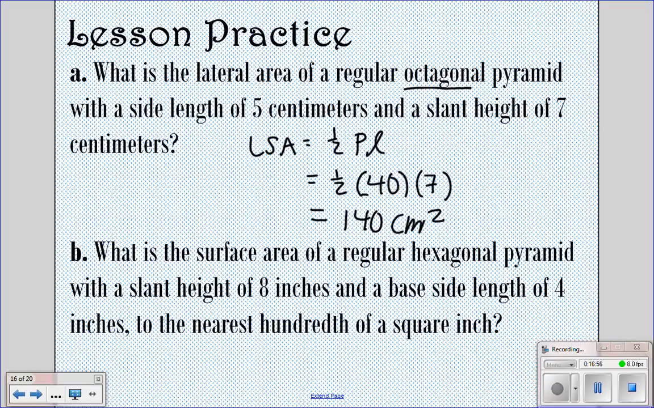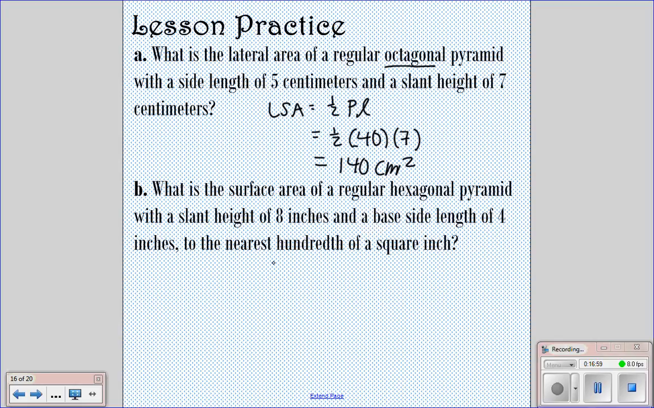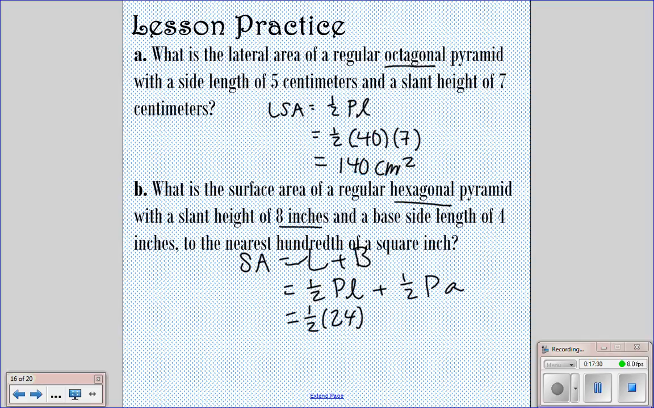For part B, what is the surface area? Well, for surface area, we do the lateral plus the base. And so our lateral is 1/2 PL plus 1/2 PA. And so our perimeter, we have a hexagon for the base, and the base lengths are 6. So that means that we have a perimeter of 24, because 4 times 6 is 24. The slant height they told us is 8. And so then I have plus 1/2, 24.